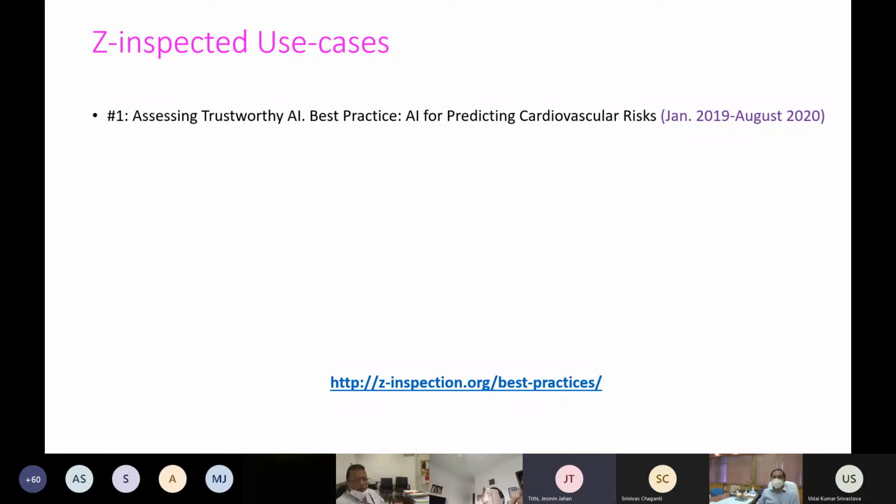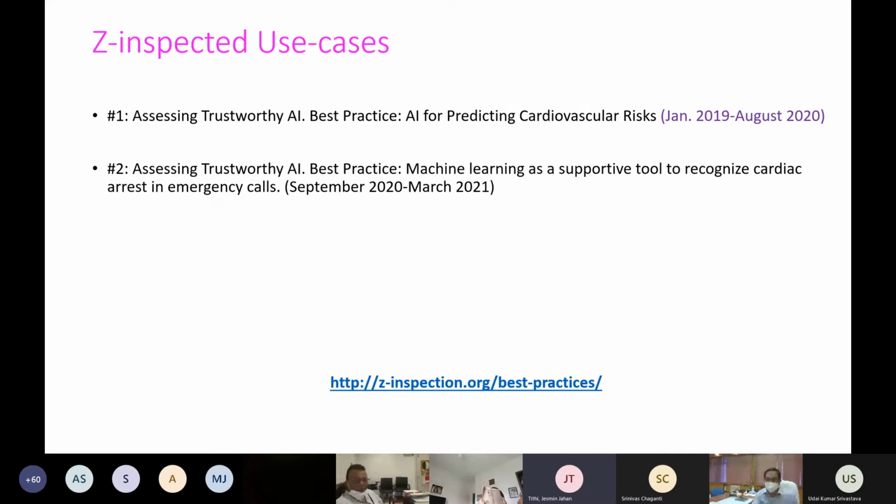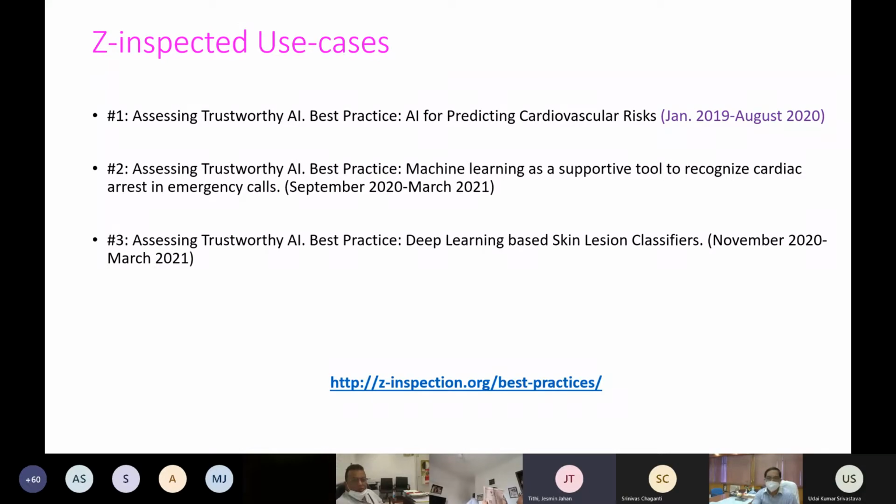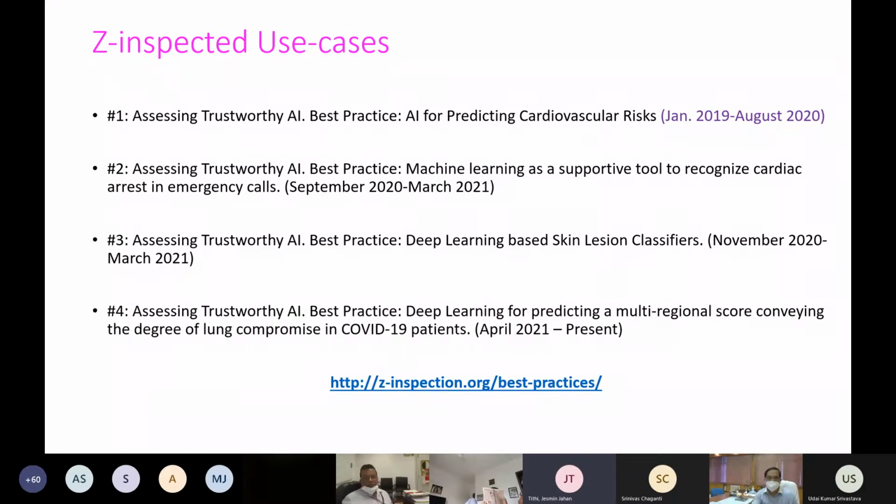And they are also coming from the healthcare domain. We inspected an AI for predicting cardiovascular risk. We also assessed a machine learning tool that is used to recognize cardiac arrest in emergency calls in Copenhagen. We analyzed a deep learning tool that is used to detect skin cancers. And currently, we are evaluating a deep learning model that is used to predict lung compromise in COVID-19 patients in Italy.